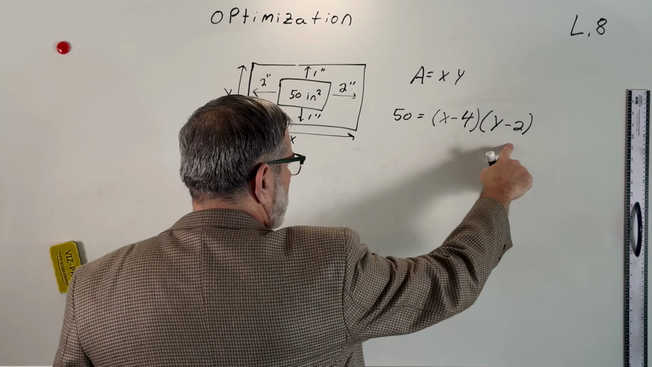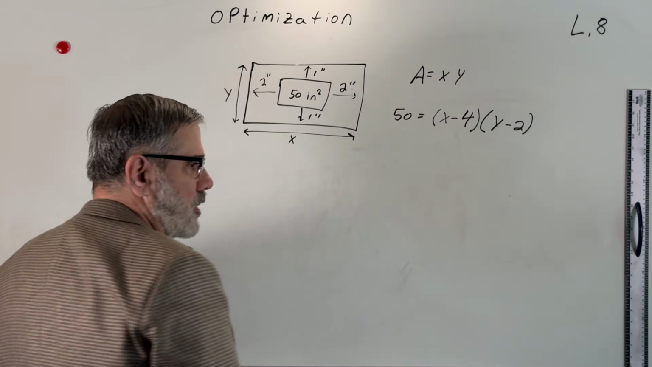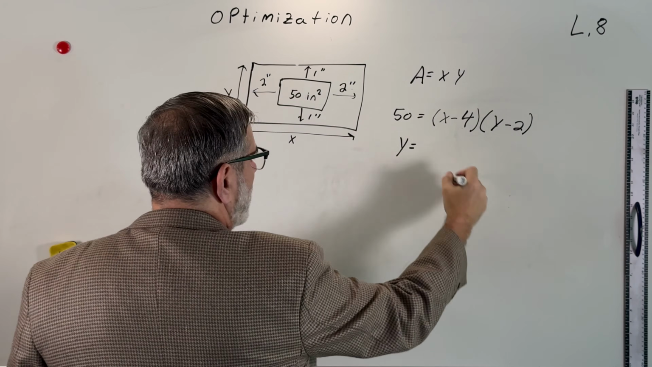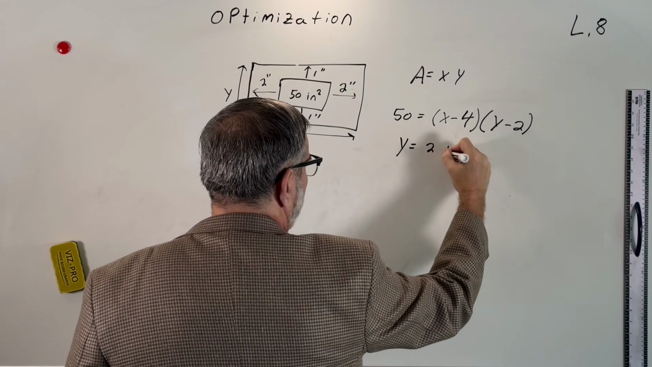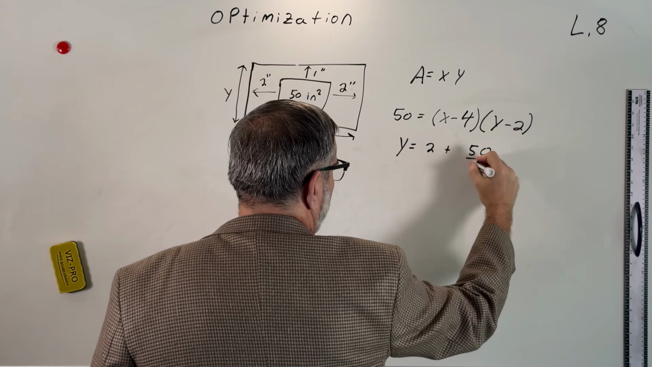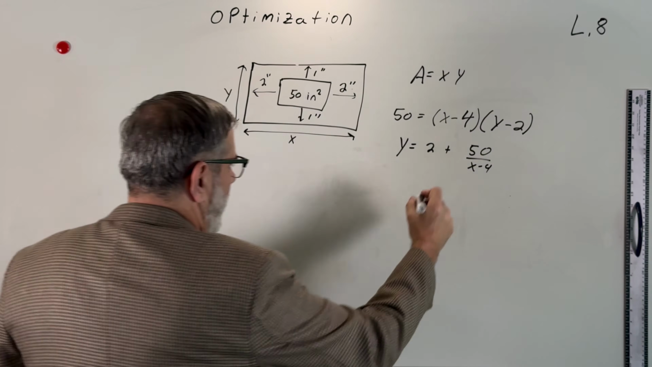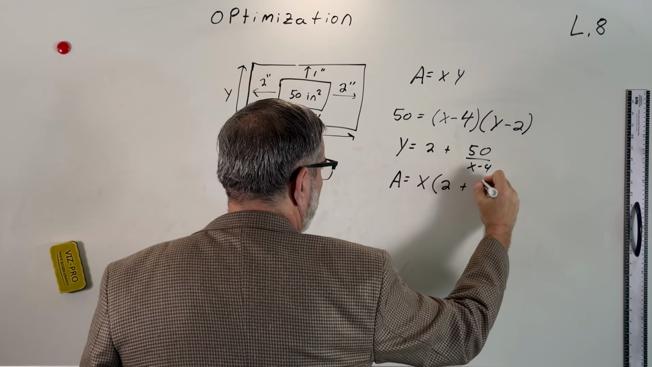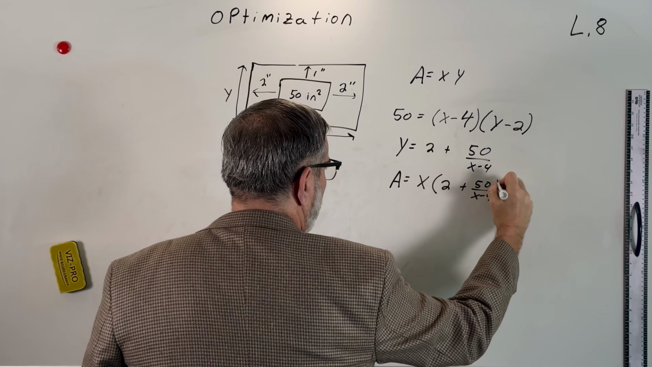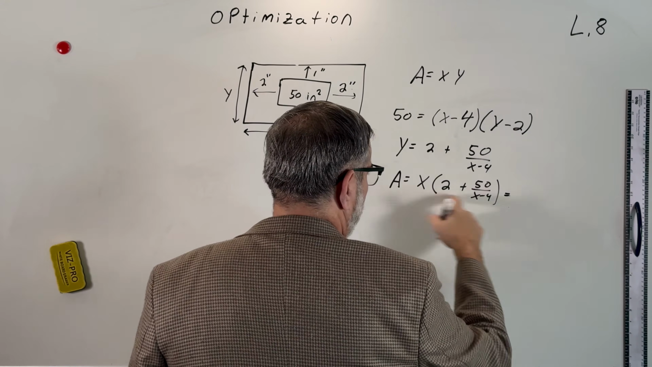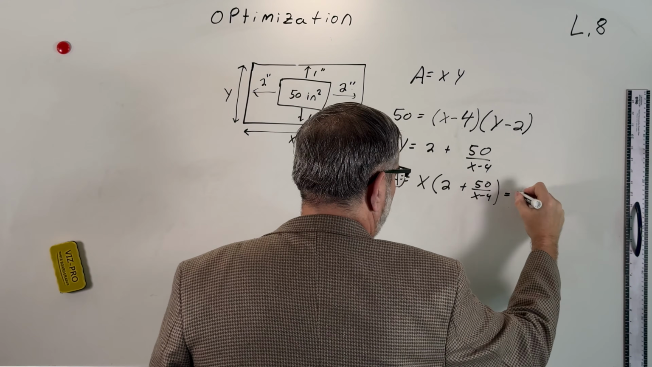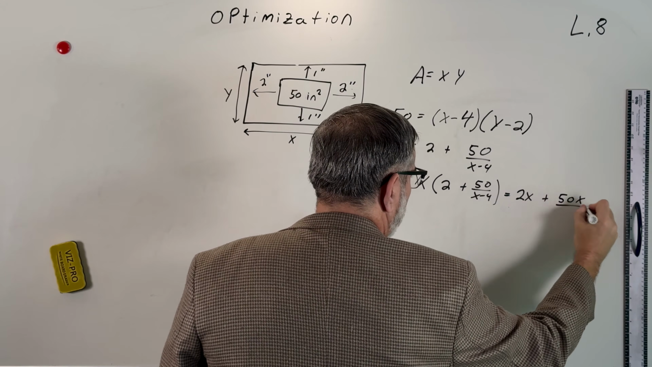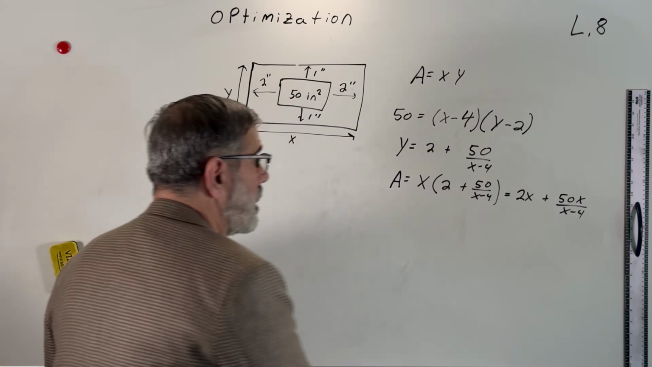And so if I solve this, let's say for y, so we'll end up having x as our only independent variable, then we would get that y is going to be equal to 2 plus 50 divided by x minus 4. And so we can then rewrite the area as x times 2 plus 50 over x minus 4, which we could expand, distributing that x, and we have 2x plus 50x divided by x minus 4.